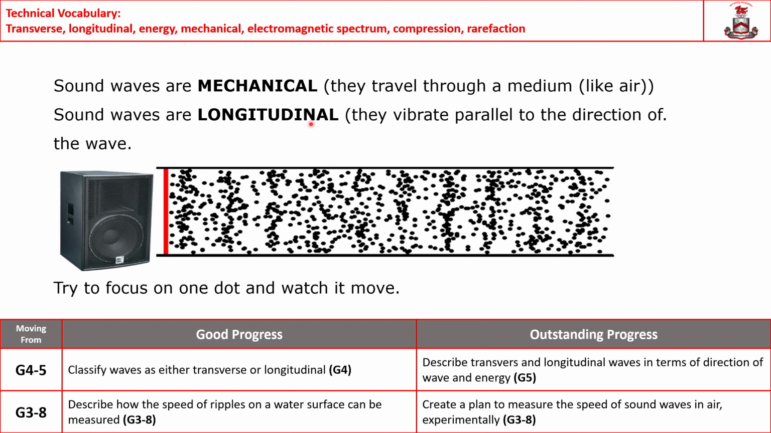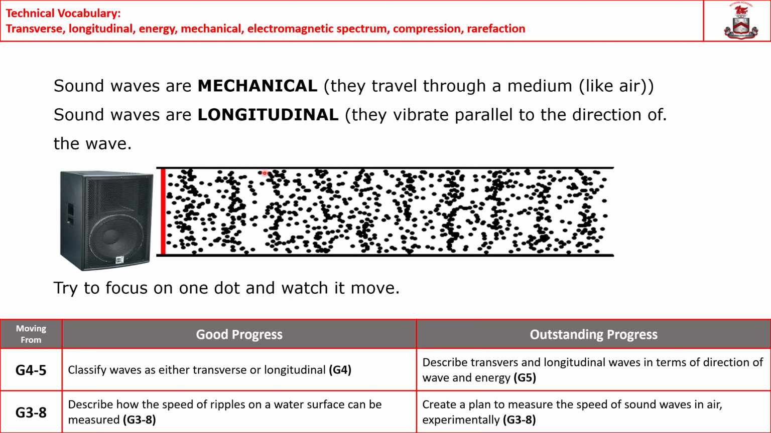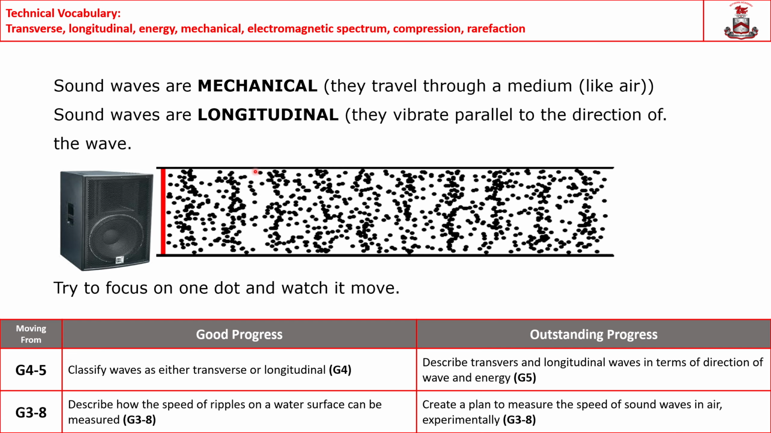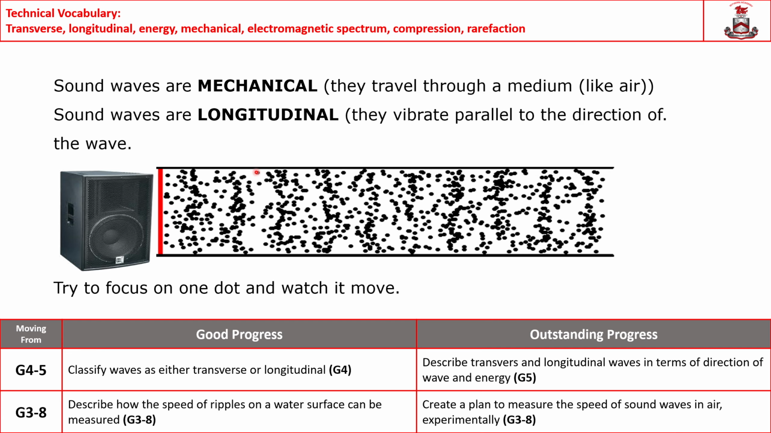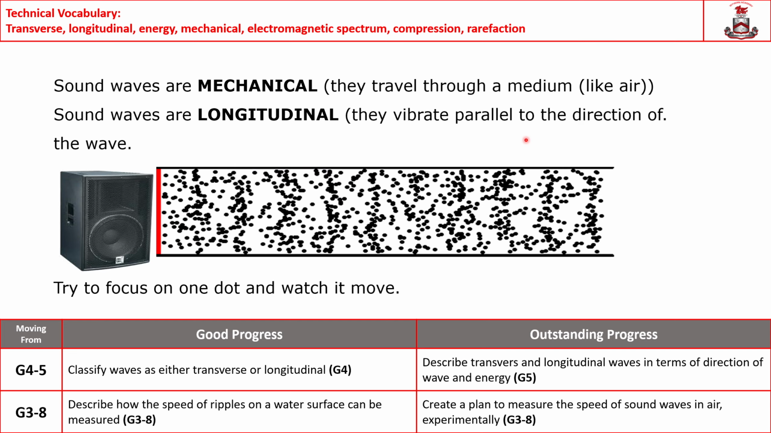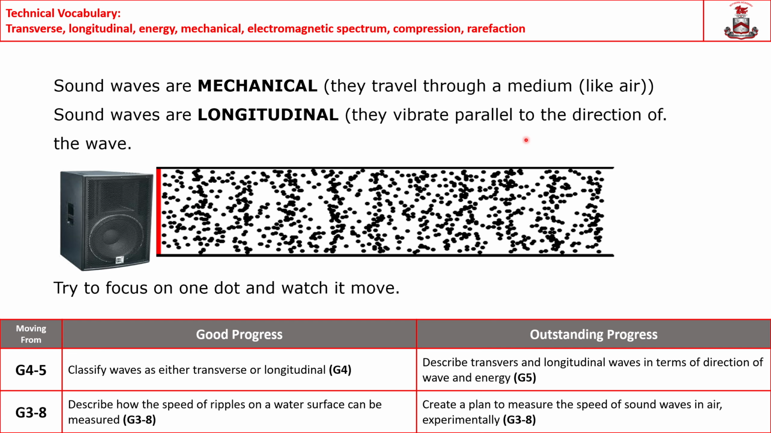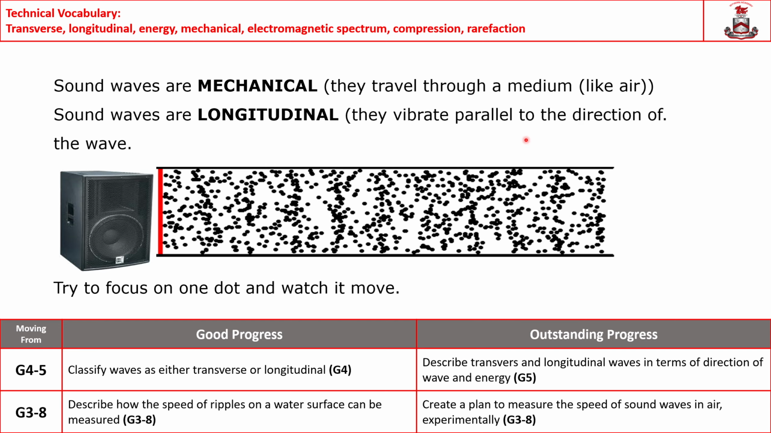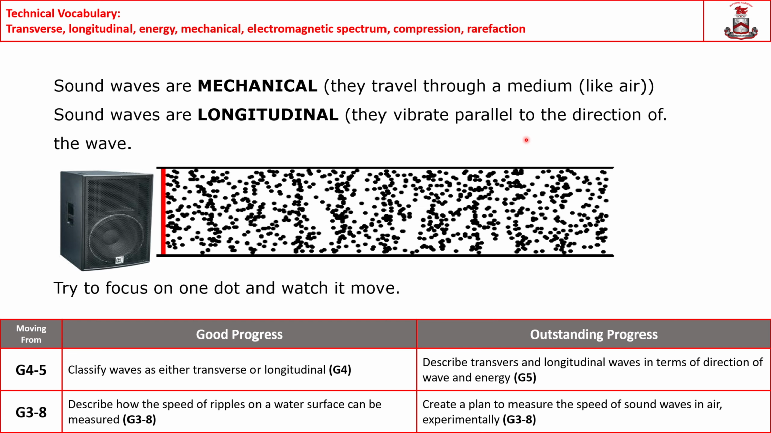Now if I follow just a single dot, see this dot here? It's vibrating to the right and to the left. You see that? The dot itself isn't moving very far, but it's moving from right to left to right to left. And then the wave itself moves right. So those particles are all vibrating parallel to the direction of the wave, or, as I like to say, a longitudinal wave. The vibrations are along the wave direction.